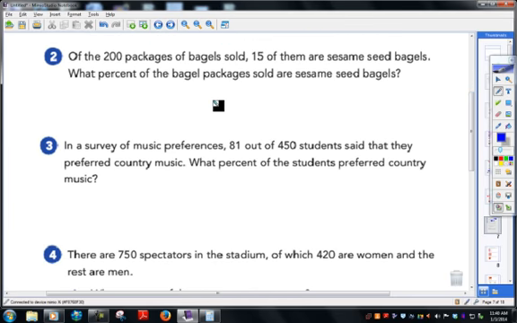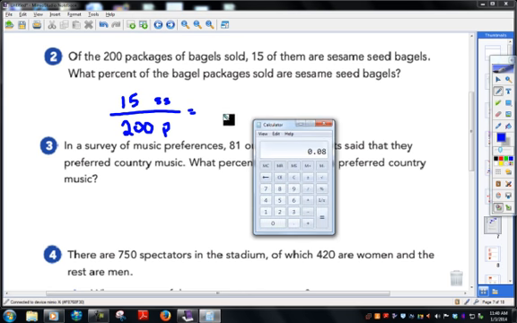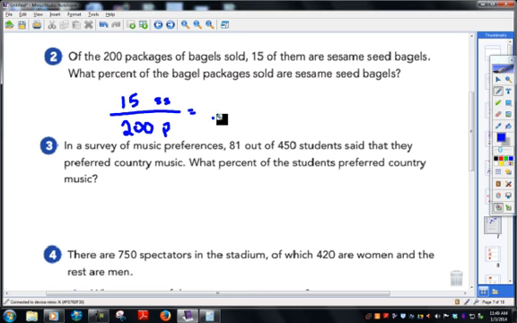Of the 200 packages of bagels sold, 15 of them are sesame seed bagels. What percent of the bagel packages sold are sesame seed? Okay, so 15 SS, sesame seed, out of 200 total packages. Okay, let's do it the other way this time. Actually, I'll do it both ways. Okay, I can just divide 15 divided by 200, 0.075, which becomes 7.5%.